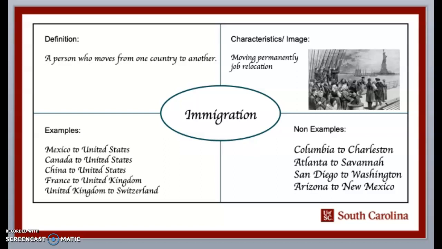All right, so this is a prime example here of a Frayer model where you have the definition, examples, characteristics, and non-examples. A definition, my professor in college told me to always be able to have a definition that was a student's own and what they would create. At the same time, that's not necessarily always the best because their definition can be totally off.